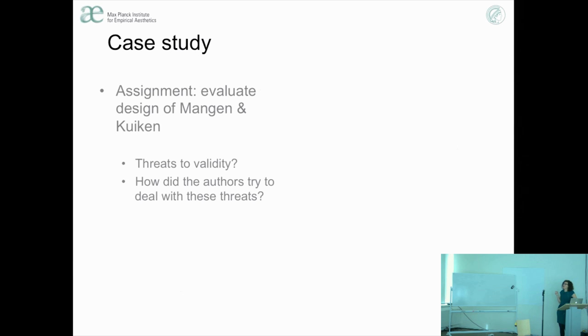Okay, great. I want you to take 5 minutes and discuss amongst yourselves the design of Mangen and Kuiken and whether you see possible threats to their validity, and whether you see ways in which the authors try to deal with these threats. And we're going to discuss that in a minute, and I'll give you some hints as to where you should normally look, but I would like you to try it out first on your own. So I'm giving you 5 minutes, and then we'll check back in.